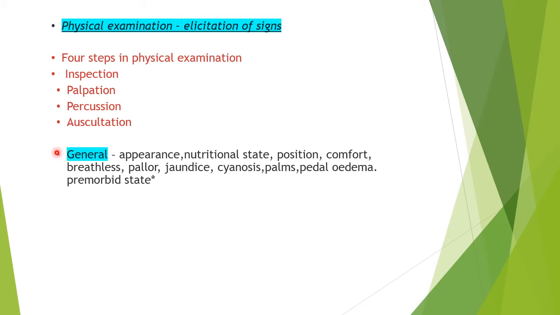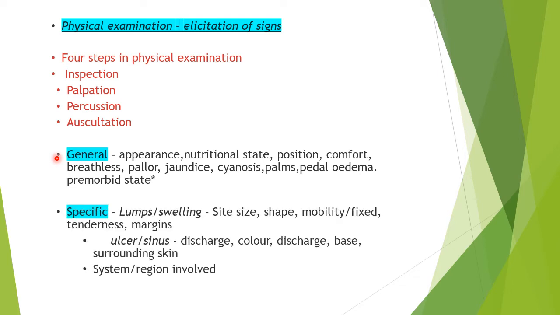Under inspection and examination, first you have the general examination: the appearance of the patient, whether he's in pain, nutritional status, position of lying, whether he is comfortable or breathless, pallor, jaundice, cyanosis, examination of the palms, examination for pedal edema, and also the pre-morbid medical conditions. These are all general examination and mainly done by inspection.